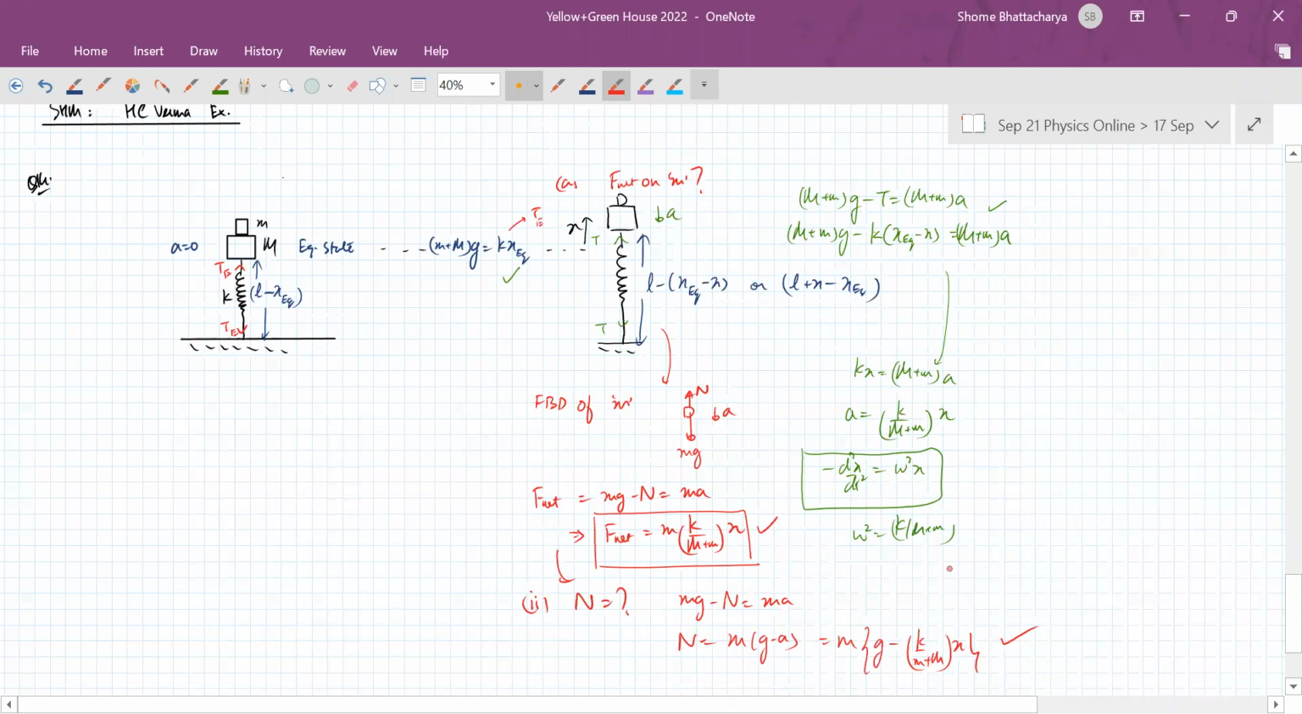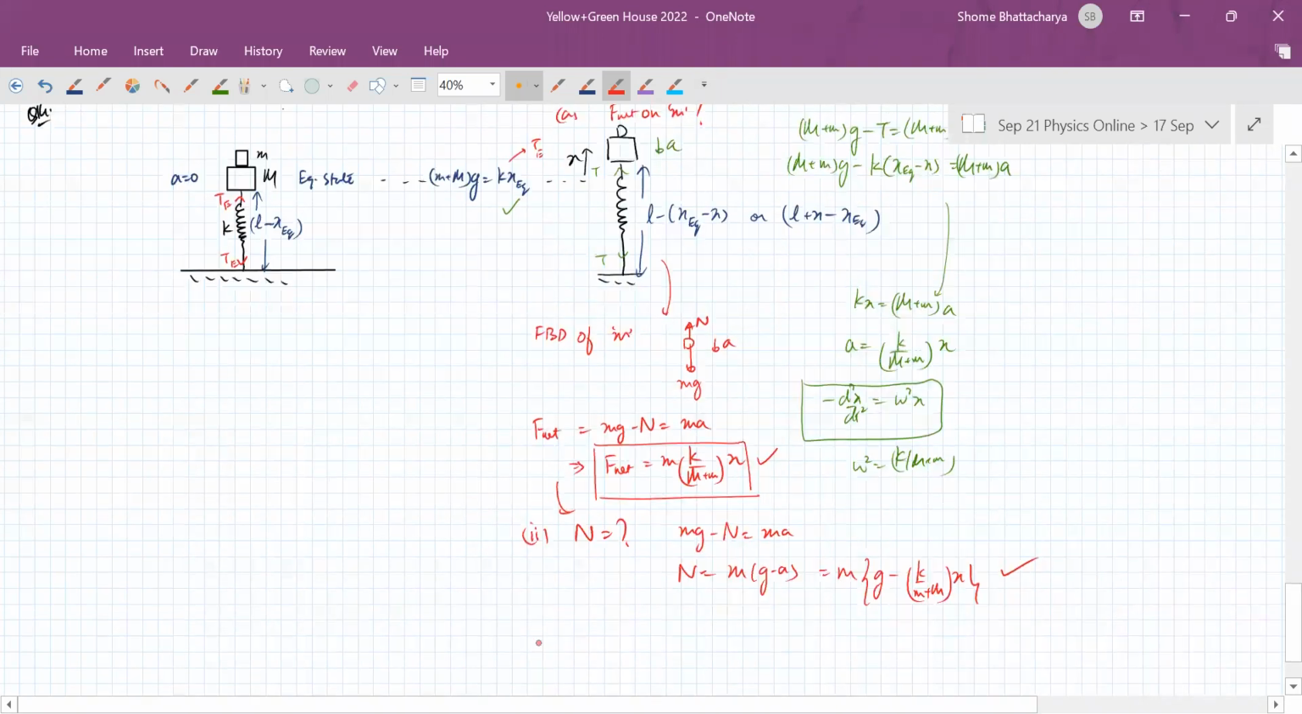Now third part, what can be the maximum amplitude with which the two blocks may oscillate together? So this is where actually this term only helps us. We can see from here that for the blocks to remain in contact, N should be greater than or equal to 0.